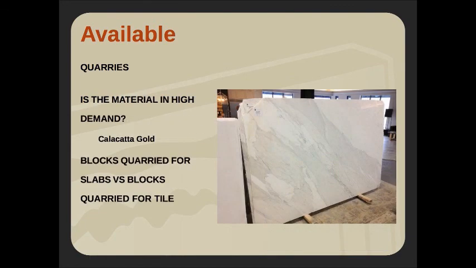Is the material in high demand? Calcutta gold's a great example. I mean, stuff's just flying off the mountain there, which makes it challenging for a job that's a year out. If I'm giving you samples of a Calcutta gold, for example, the quarry can't really guarantee that for a year from now when you actually start having them quarry for the job. So market demand definitely plays in. Great example of where a range review might make a lot more sense than trying to sample.